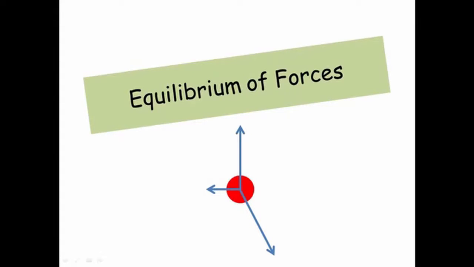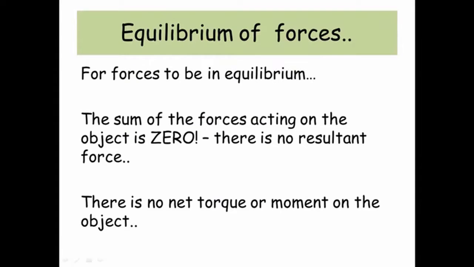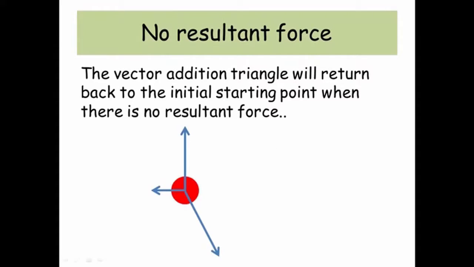Hi guys, today I want to talk about equilibrium of forces. For forces to be in equilibrium, the sum of the forces acting on the object is zero. There is no resultant force. There is no net torque or no moment on the object either.